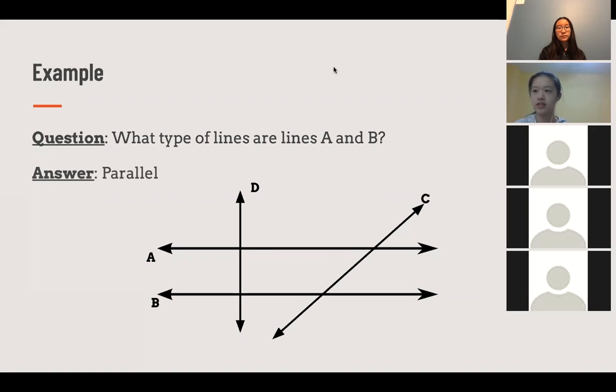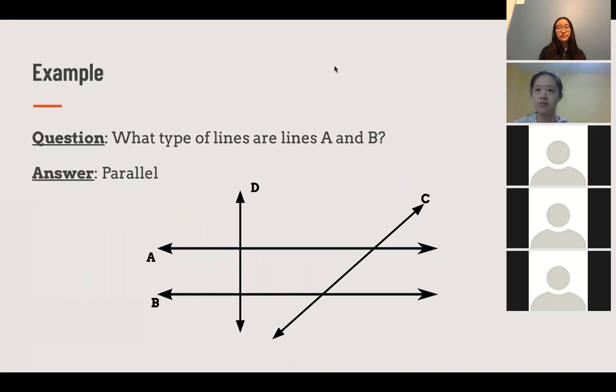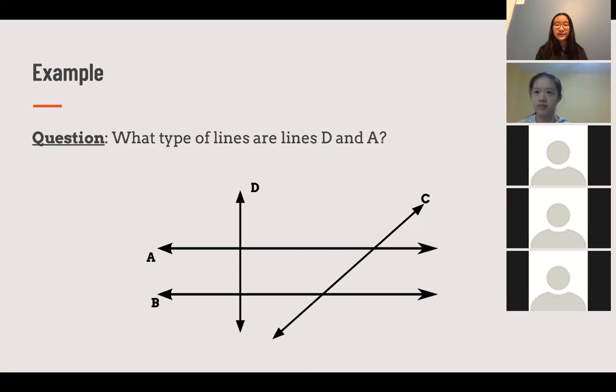Yeah, and the answer is parallel. Remember that parallel lines extend forever, but never touch each other. And you can see that lines A and B are pretty much the same distance apart at all times. So although they'll extend on forever, they'll never ever touch each other. Okay, next question. What type of lines are lines D and A?